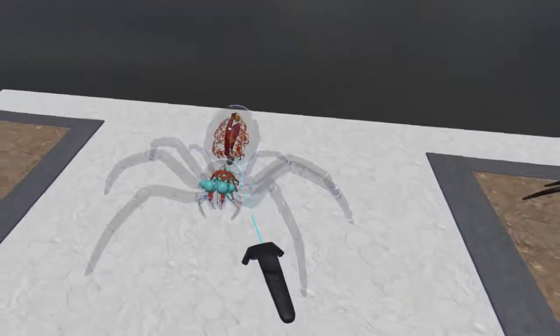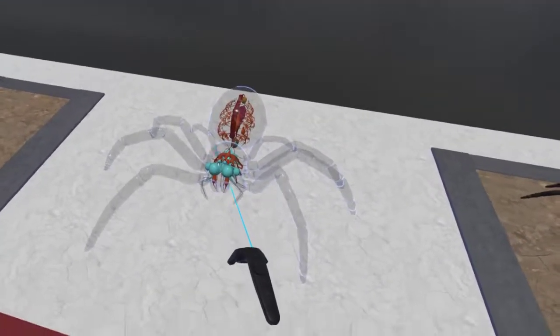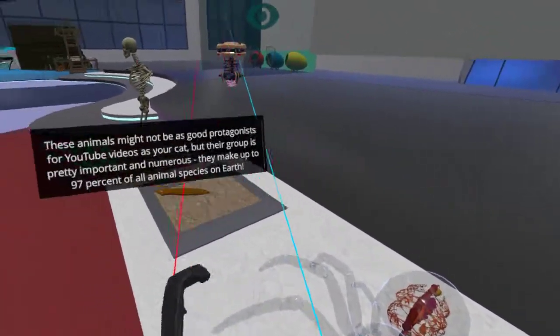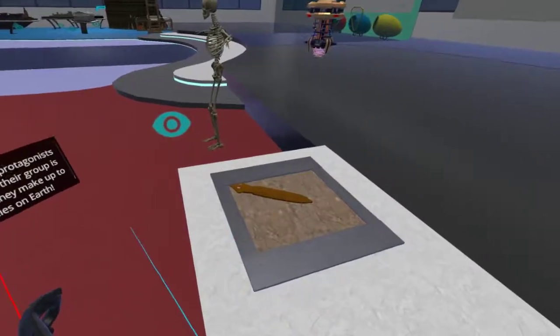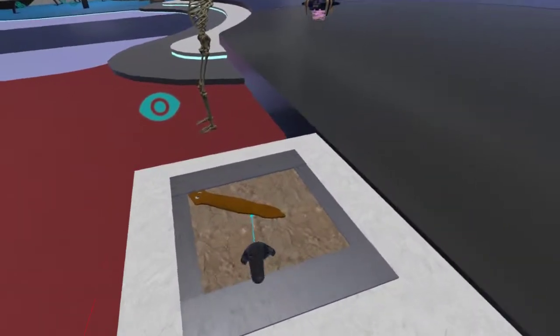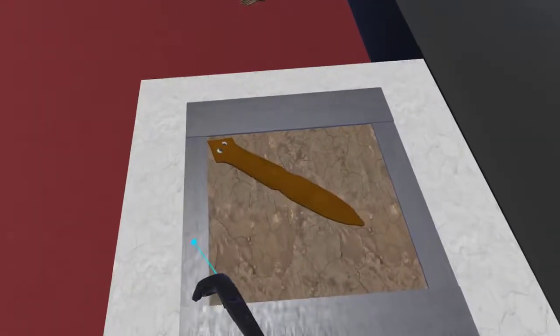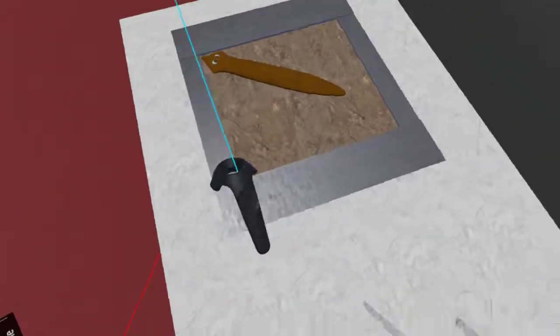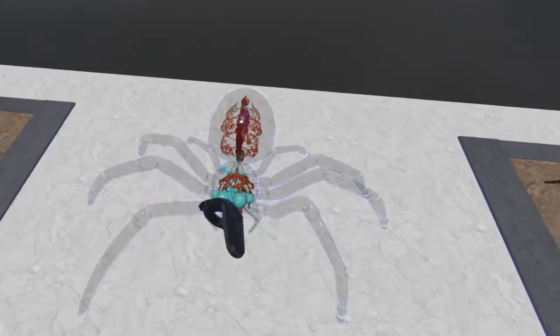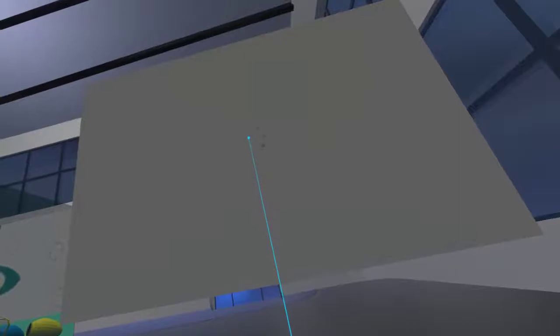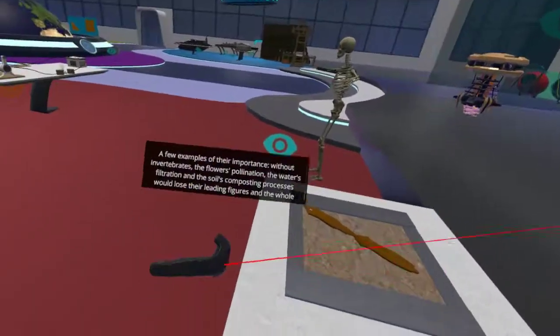Invertebrates may not be as good protagonists for YouTube videos as your cat, but their group is pretty important and numerous. They make up to 97% of all animal species on Earth. A few examples of their importance: without invertebrates, the flowers' pollination, the water's filtration, and the soil's composting processes would lose their leading figures, and the whole ecological system would likely collapse.